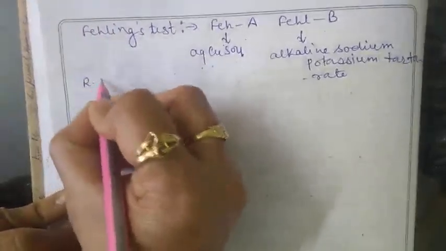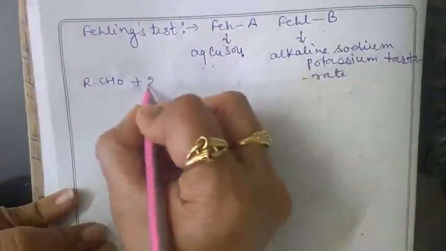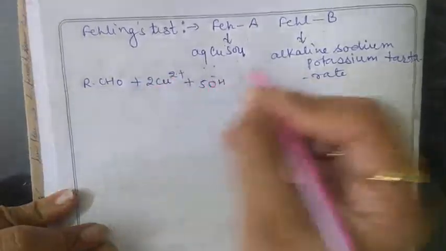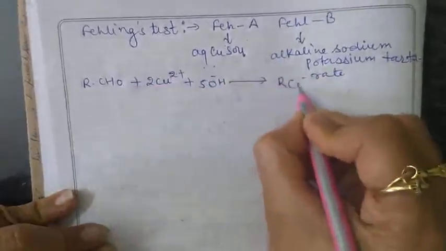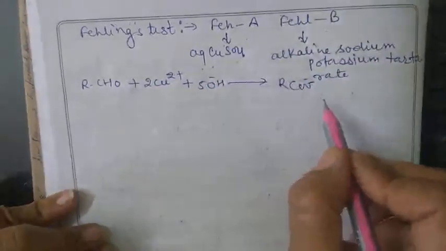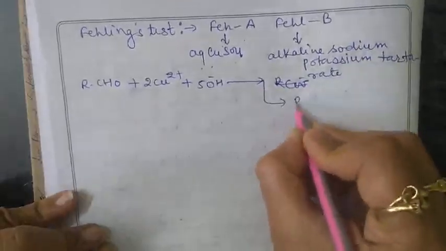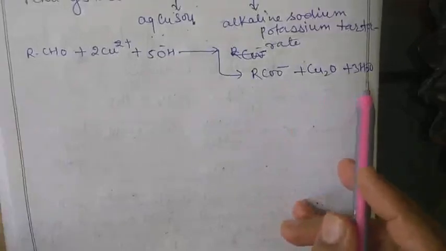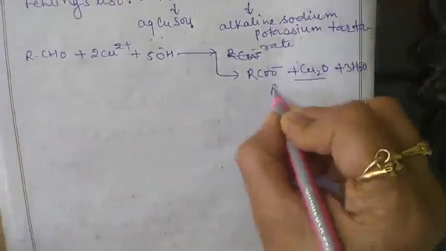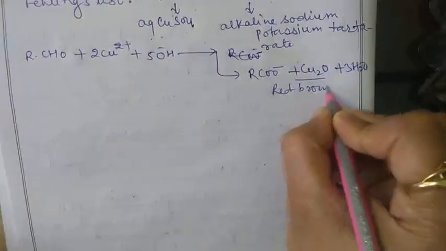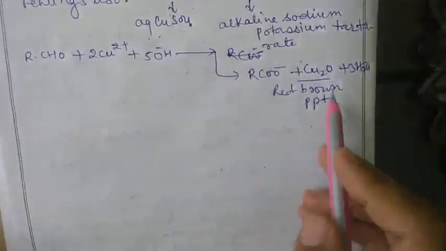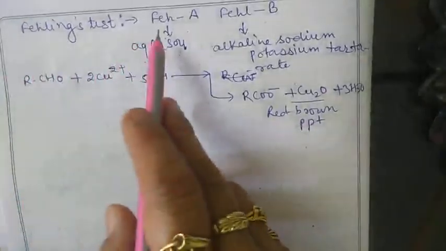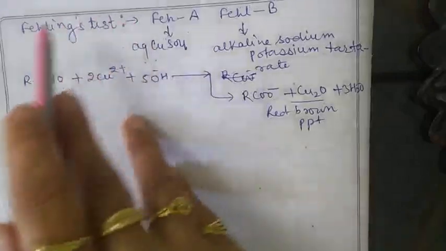So what is the reaction? RCHO plus 2Cu2+ plus 5OH minus. It is a very important reaction. So we get the carboxylate ion, RCOO minus, plus Cu2O plus 3H2O. This one is the red brown precipitate. So that is the reaction with the Fehling solution, and that is called the Fehling test.